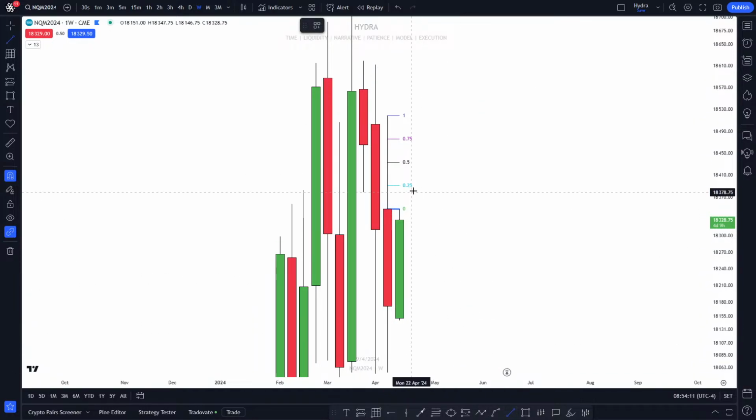So here comes the low, and then we got the upper quadrant. Then we have consequent encroachment up here. And I'll be expecting price to get sensitive at the low, if not then at the upper quadrant. Let's go to lower time frame, daily chart.